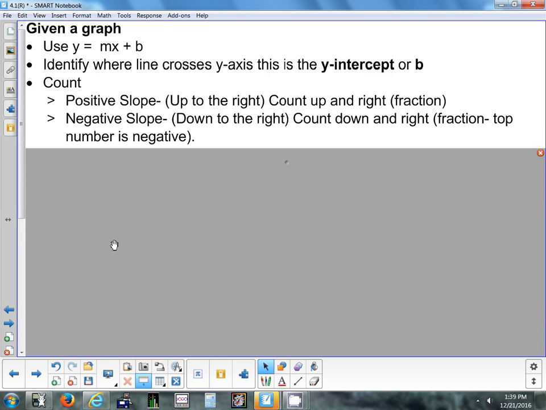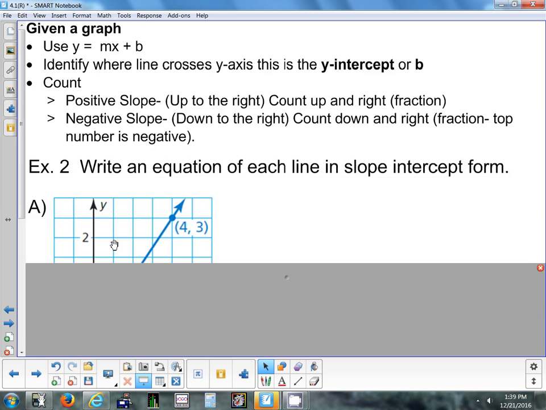Once you find your slope, when you write out your y equals mx plus b, you write it in slope-intercept form, what letter needs to be with the slope? The x, right? So make sure once you count everything, you put x with it. Okay? So that's how we're going to do it based on a graph. I'm going to scroll down a little bit, guys. I'll leave this here.